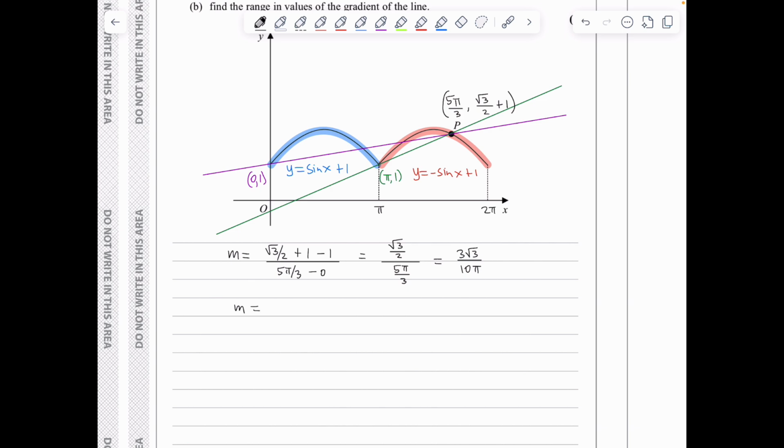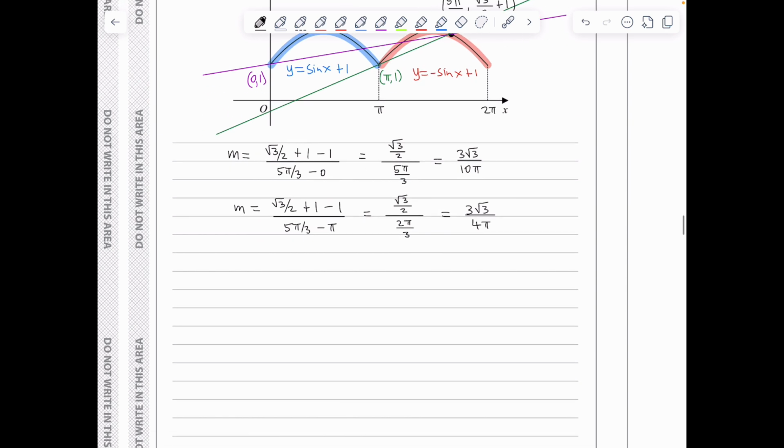We've got m is root 3 over 2 plus 1 minus 1 over the 5 pi over 3 minus pi, leading to root 3 over 2 over 2 pi over 3, which gives an answer of 3 root 3 over 4 pi. So anything in between these two will be giving me 3 distinct cuts. Therefore, we conclude that 3 root 3 over 10 pi should be less than m, which should be less than 3 root 3 over 4 pi.